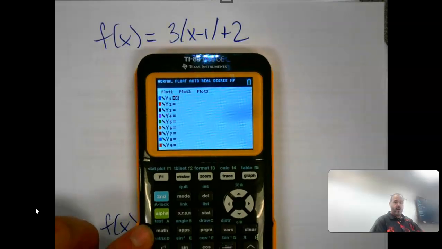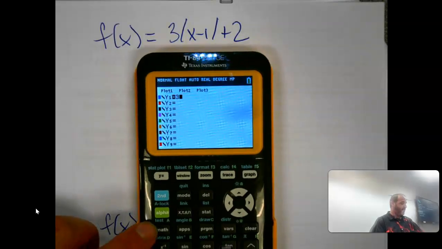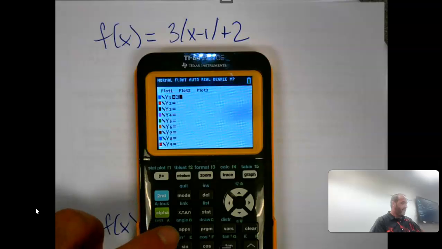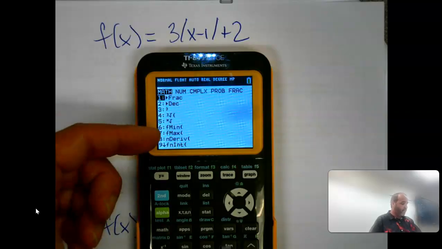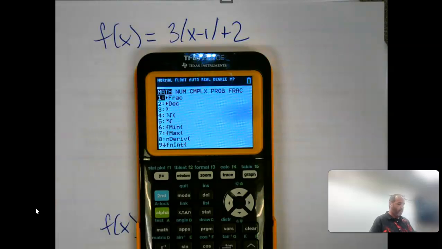right here below alpha is a math button. This is a wonderful button because this gives you a whole bunch of things you can put in when you're doing application stuff. So in this case, we don't need a fraction, we don't need decimals, we don't need roots, later, but not now. We're going to arrow over one to the numeric menu, and number one right on the top is absolute value. So we're going to hit enter or number one here, and that will bring up our absolute value.